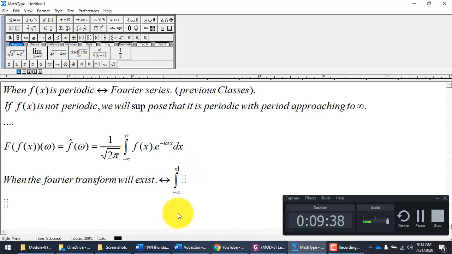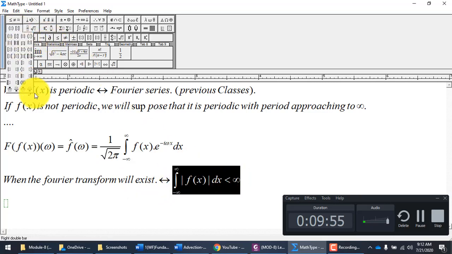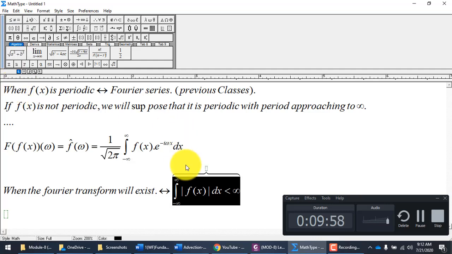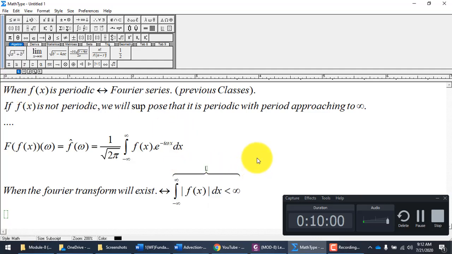What is the mathematical meaning of absolutely integrable? The integral of the modulus of the function will be a finite number. If this happens, this is the existence criterion or condition for a function to have a Fourier transform. This is a sufficient condition. If a function is absolutely integrable, the Fourier transform exists. This is the main condition.